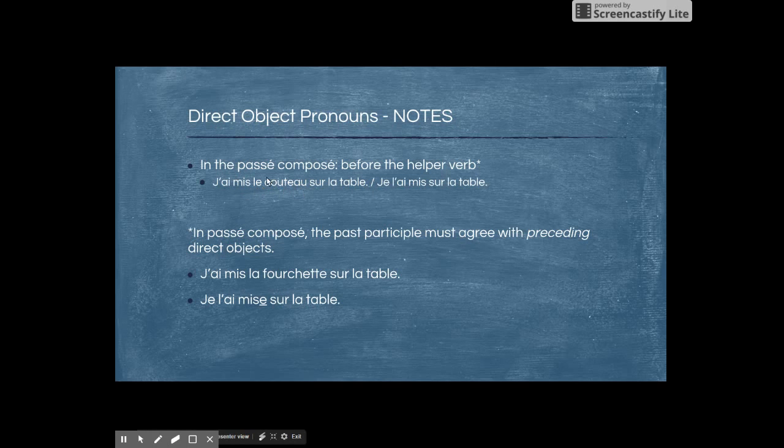Le couteau is masculine singular, so when we put it beforehand, we don't need to add anything to the very end. However, j'ai mis la fourchette sur la table. La fourchette is feminine, singular, so we need to add an extra E to mise. Je l'ai mise sur la table. Yeah, so this is only in the passé composé. We need to make that past participle agree with a preceding direct object. So when me, te, nous, and vous is direct, or with le, la, and les.